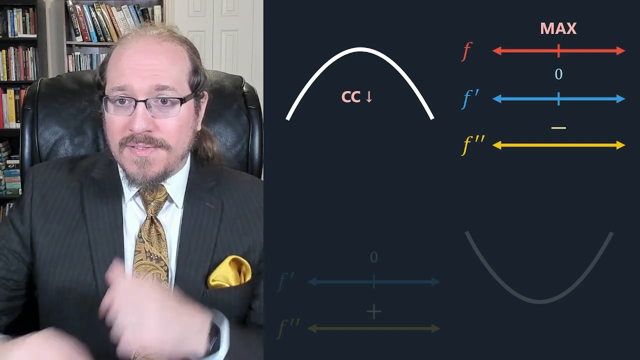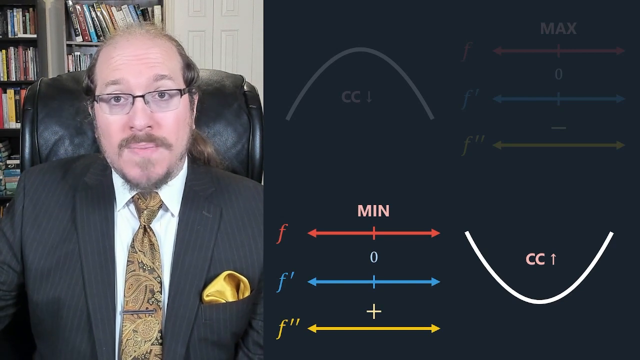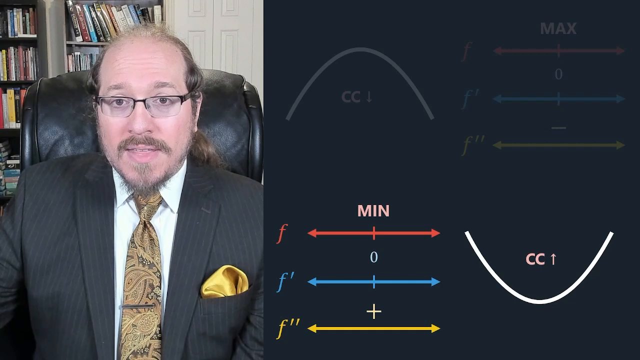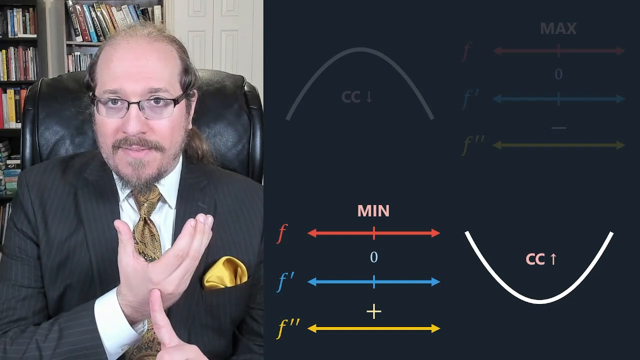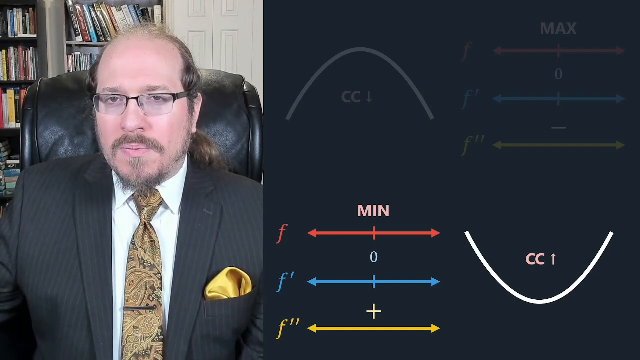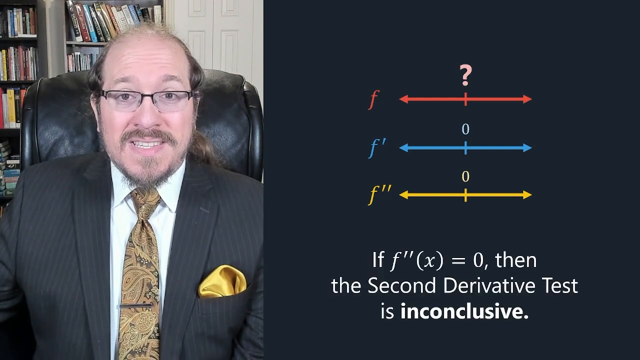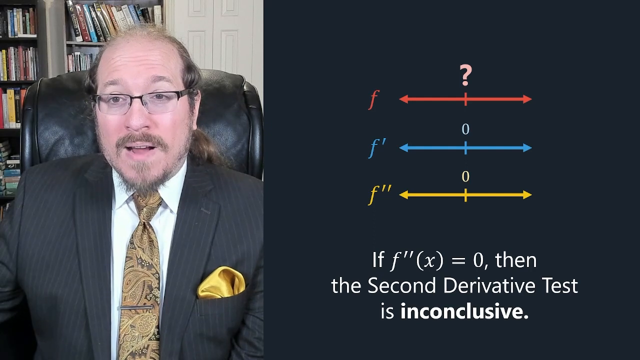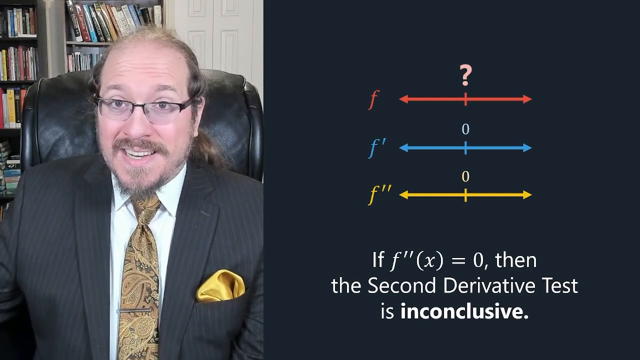of the graph. On the other hand, if f prime equals 0 and f double prime is positive, that means f is concave up. And if you think about that shape, the critical point must be a minimum of the graph. But what if f prime and f double prime are both 0? Well, in that case, it turns out the second derivative test is inconclusive. It can't tell us one way or the other whether f has a maximum, a minimum, or potentially neither.